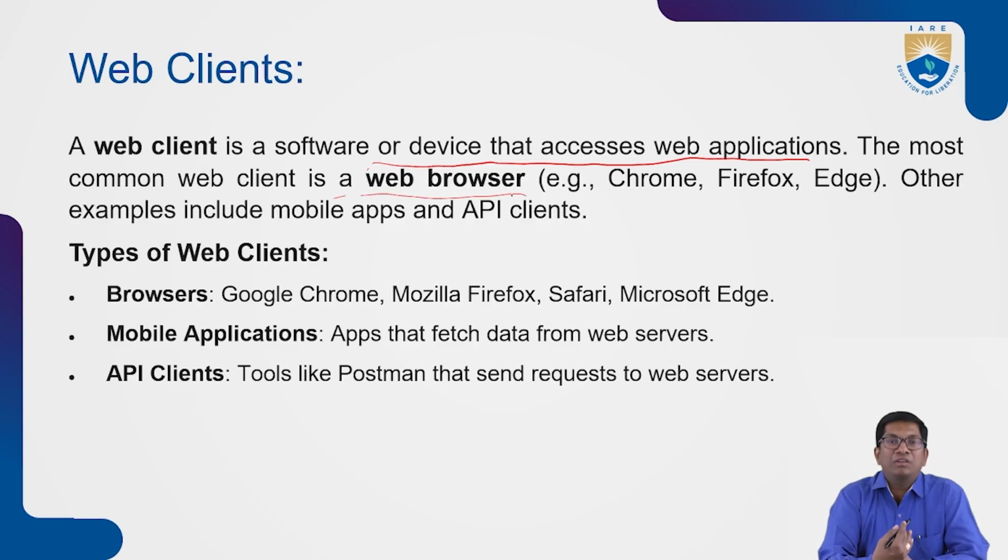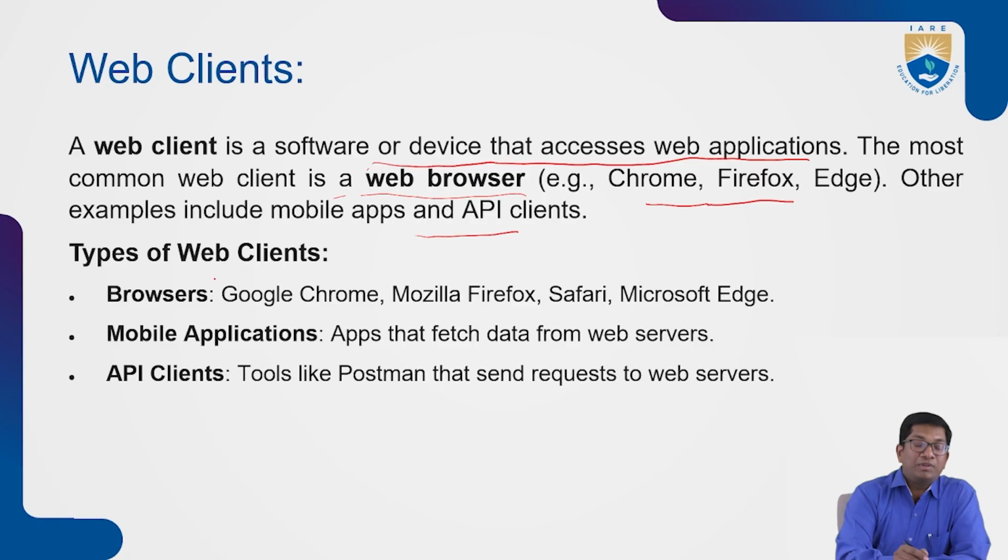So if the user wants to access some data from the web server or some servers, then you have to use an application, the web client. One of the web clients is the web browser, and we have different web browsers. Based on the requirement, they can use Chrome, Firefox, Edge, Internet Explorer. Other examples include mobile apps and API clients. Types of web clients: there are web browsers, which we already discussed, Google Chrome, Mozilla Firefox, Safari, Microsoft Edge, Internet Explorer.